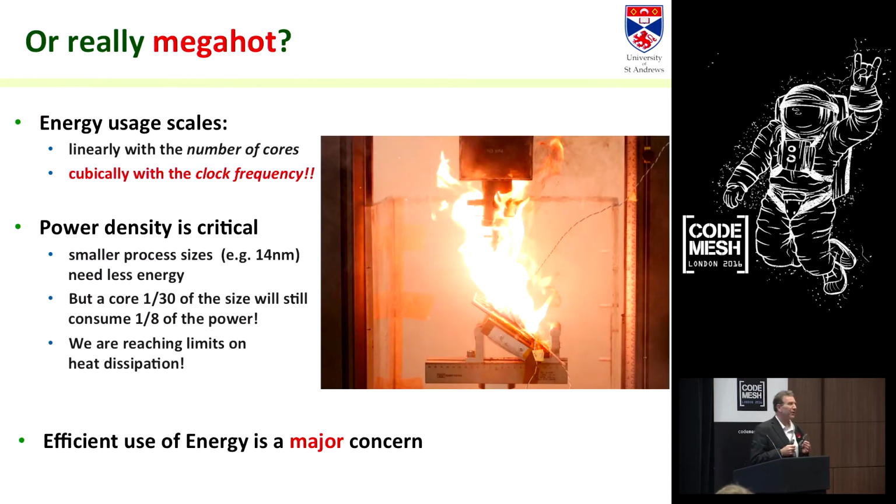Or maybe mega hot, right? Because energy usage scales linearly with the number of cores, which is great, but cubically with the clock frequency. And you can bet the clock frequency on these devices is going to be pretty high. It's not going to be the 1.5 gigahertz that we saw for the Xeon Phi. It's going to be 3 gigahertz, 4 gigahertz, etc. Huge power and energy usage. And this is critical for today's computers, as Samsung have discovered.